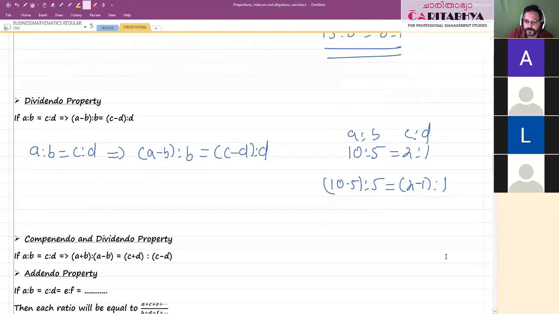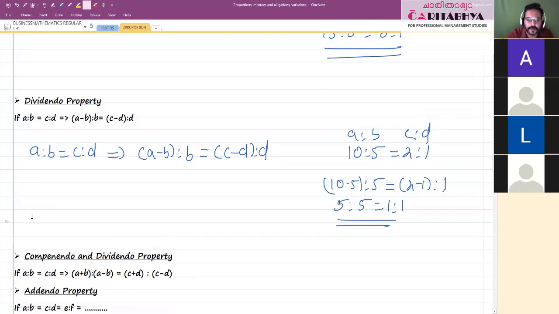Okay. 10 minus 5 is 5, so 5 is to 5 is equal to 2 minus 1, 1 is to 1. Correct? A is to B is equal to C is to D. That implies A minus B is to B equal to C minus D is to D. Dividendo property.